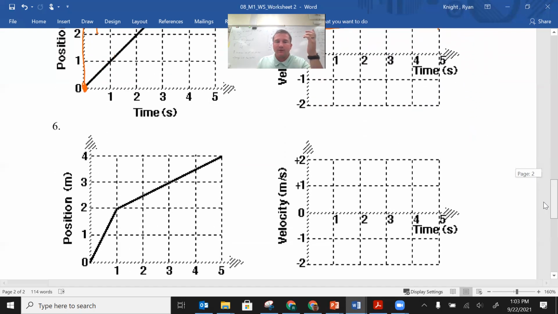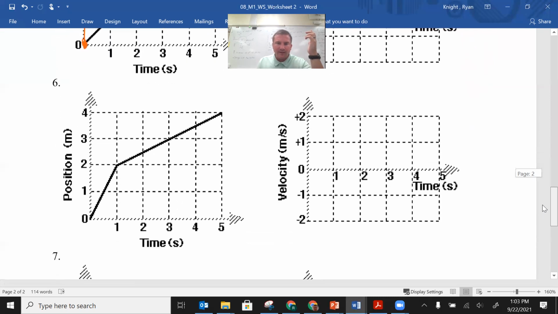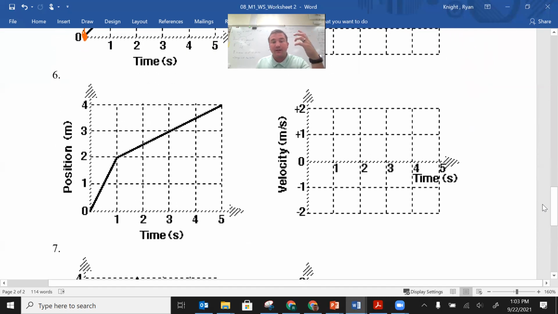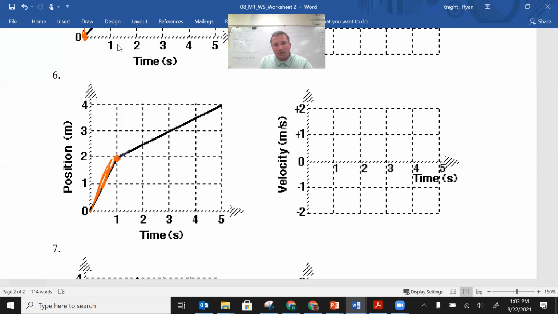All right, and we're going to do the same thing with all this stuff, right? So we have 2 more examples here. The next one's a little bit trickier because we're going to have to break it into a couple parts. The motion changes at 1 second here. So we're going to have to figure out, okay, what is the slope for this part? And then what is the slope for this part? But we're doing the same thing. Slope is rise over run.